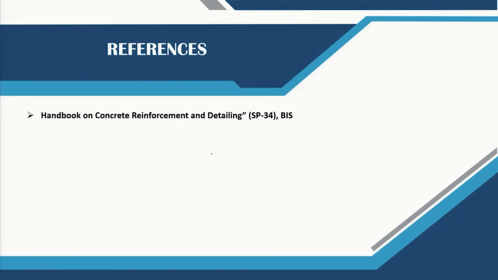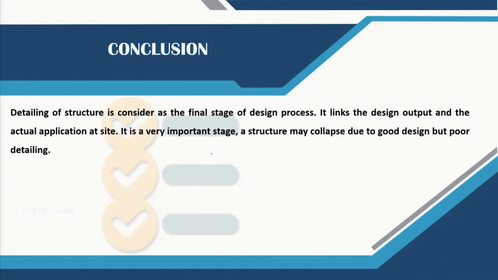This is the only book I have referred for this particular lecture, SP 34. The concluding remark is that structural detailing is linked with your site, and a structure may collapse. It may be a good design, but it may collapse due to very bad detailing also. That is very important. There are a lot of cases we have seen where the structure has been well designed, but bad detailing caused a problem. So, that is the end of the course, and that is the end of lecture number 40. Thank you very much.